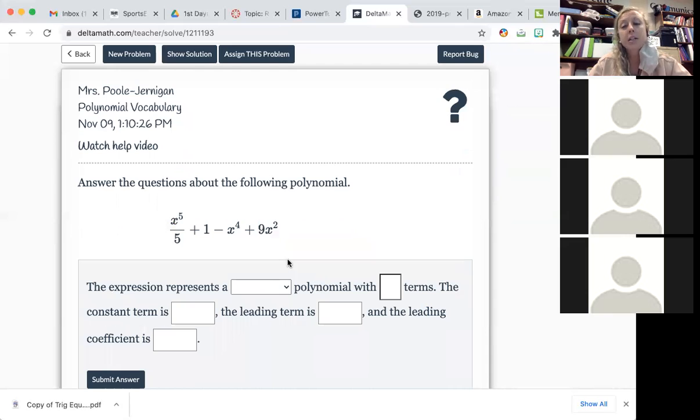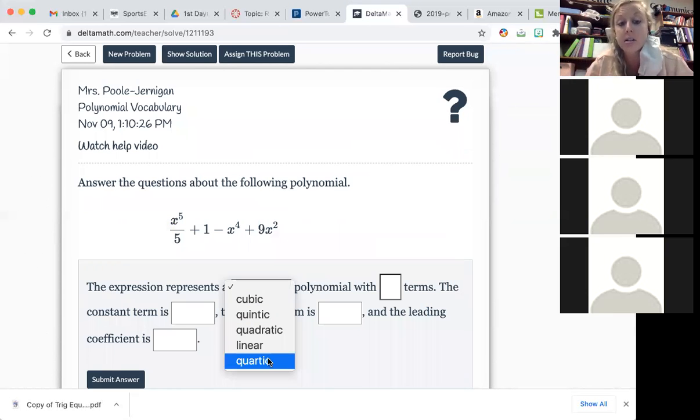Okay, this one, a lot of people missed this on the vocab quiz last week too. So the expression represents these words. So this is not something that we normally teach in Math 1. You'll see this in Math 2 and Math 3. But because you guys are the high class and then Mr. Polk has an honors class, we threw it in there for y'all's test.